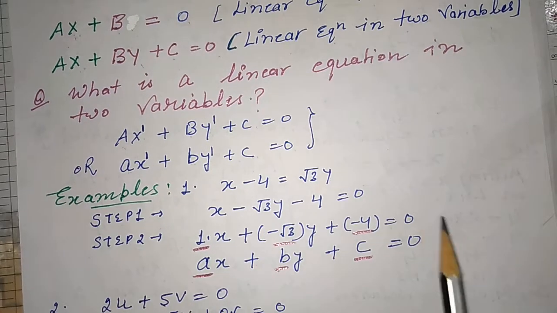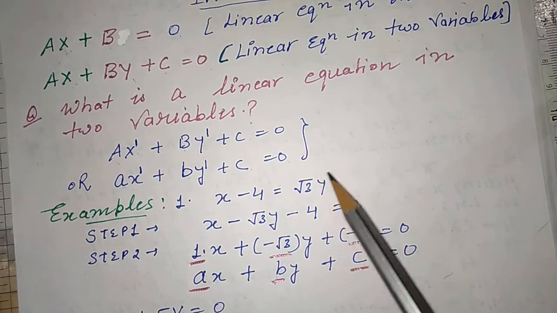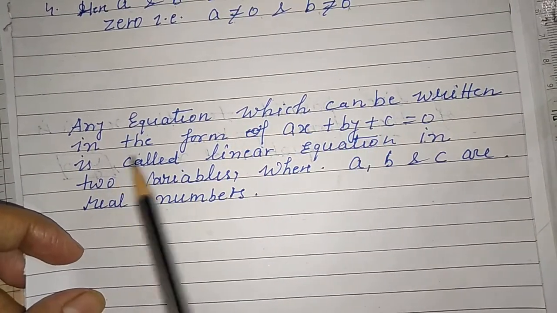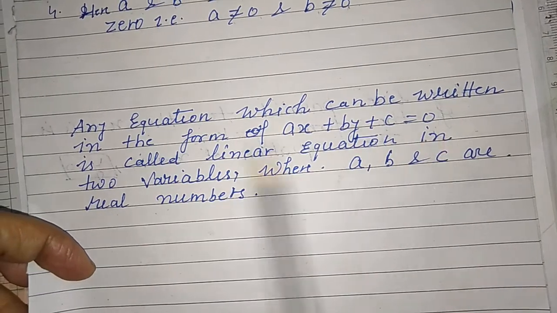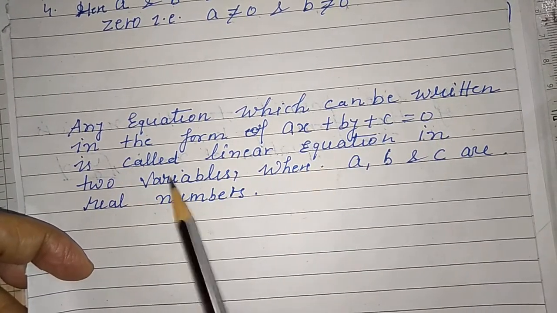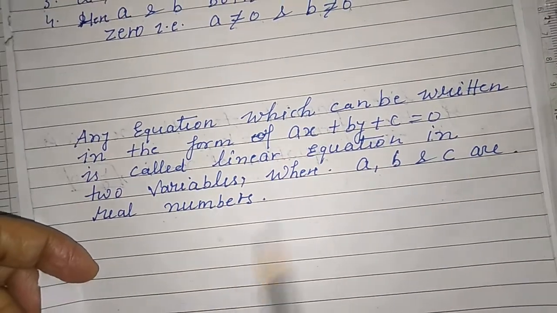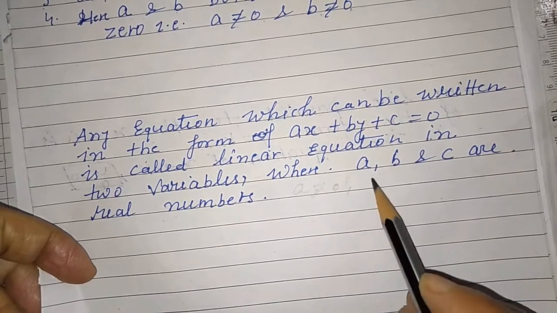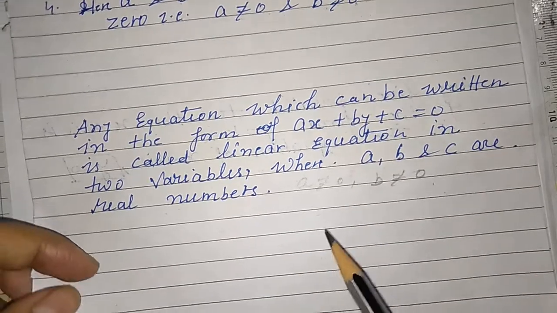So see the example here. How can we define the equation now? The definition can be written as: any equation which can be written in the form ax plus by plus c is equal to 0 is called a linear equation in two variables, where a, b and c are real numbers, and the condition is that a is not equal to 0 and b is not equal to 0. Both should not be equal to 0.